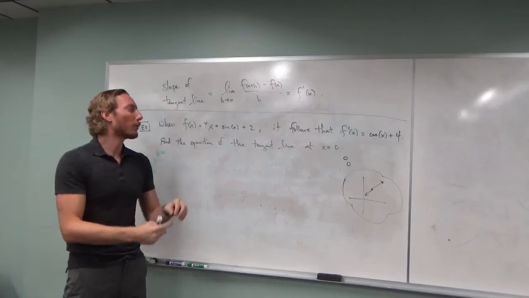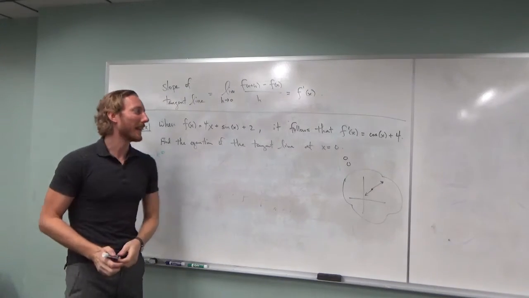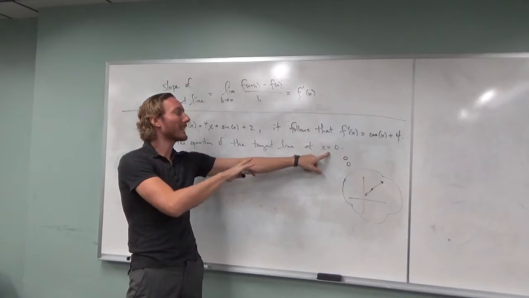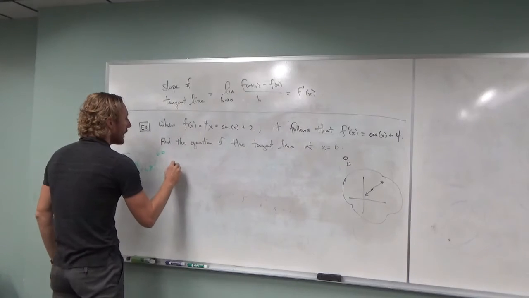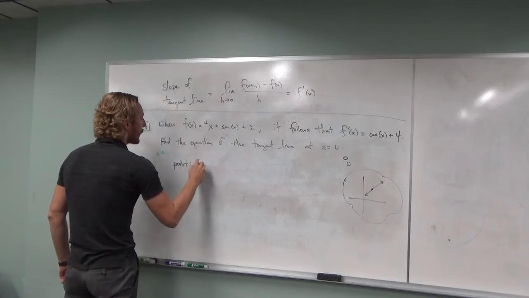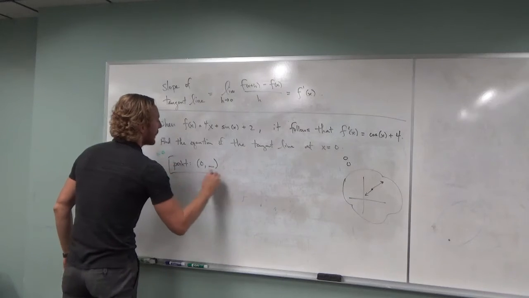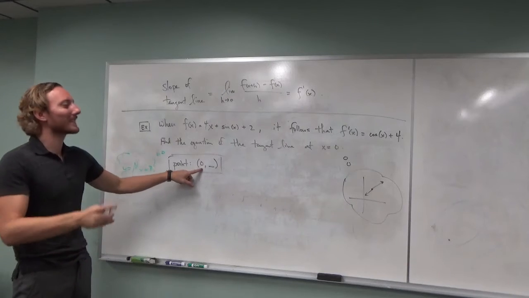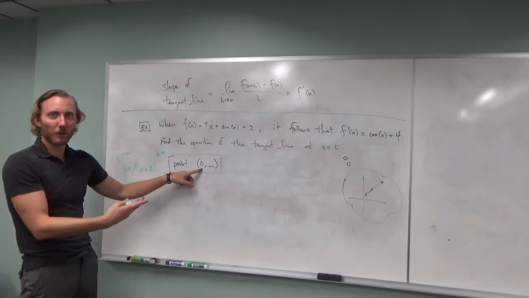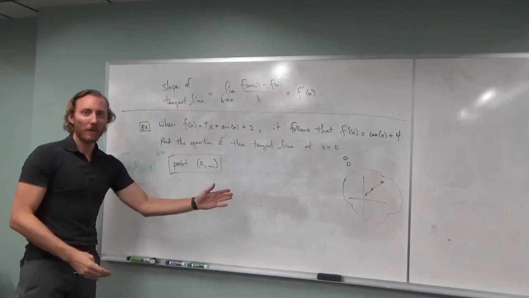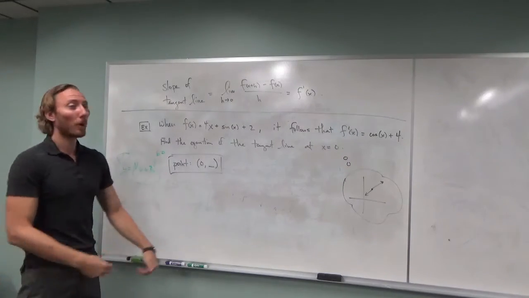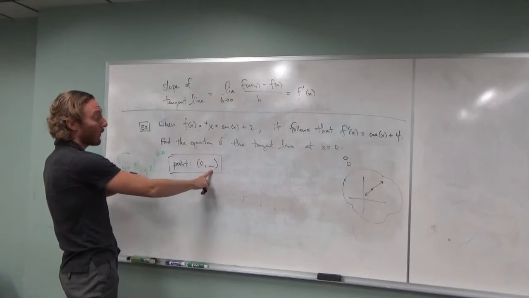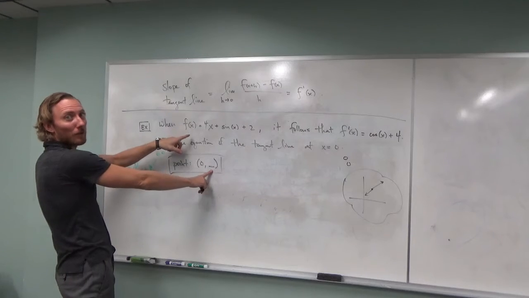In the last example, we were given what the point was. In this case, we aren't given what the point is, we're just given where the point is. The point is at x equals 0. So we know our point is going to be of the form 0 comma something. Let's try to figure out what that point is. Well, that point is a point that's on our function. And every point on your function is of the form x comma f of x. You put something in, you get something out. What you get out is your y, what you put in was your x.